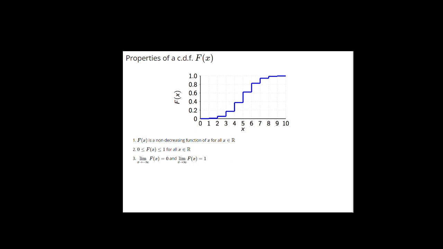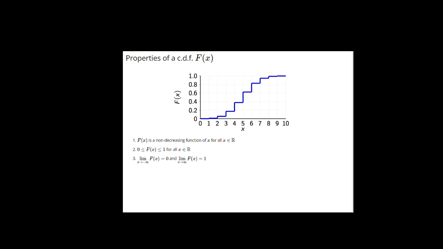So what properties does a cumulative distribution function have? First, it's non-decreasing, because as x increases, more and more points are being included. Second, F of x is a probability. It's the probability the random variable is less than or equal to a given number. Because it's a probability, it's always in the interval between 0 and 1. It's greater than or equal to 0, and it's less than or equal to 1.